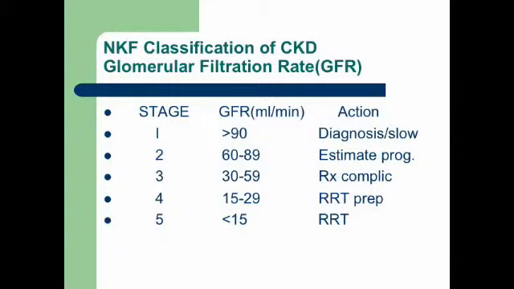So what do we do at the various stages? We try and slow down the progression of the disease in the very early stages, which is when it will work best. We try and figure out how quickly this thing is progressing. Stage 3 is when we start seeing some of these complications that I'm going to talk about a little later. Stage 4 is when we start preparing for renal replacement therapy, refer for transplant evaluation, get the dialysis shunt in, etc. And stage 5 is when we start getting these folks on dialysis.